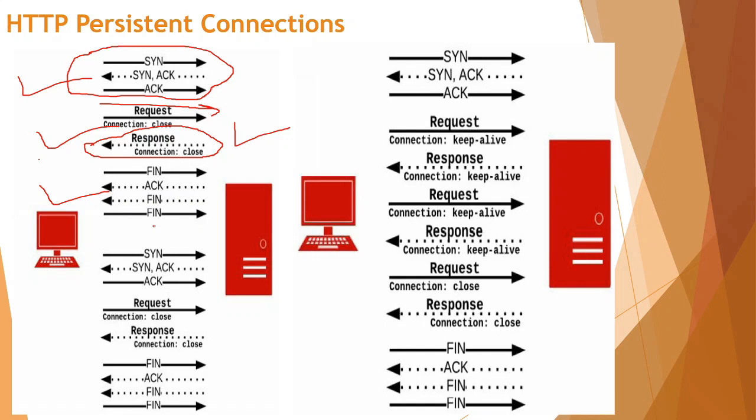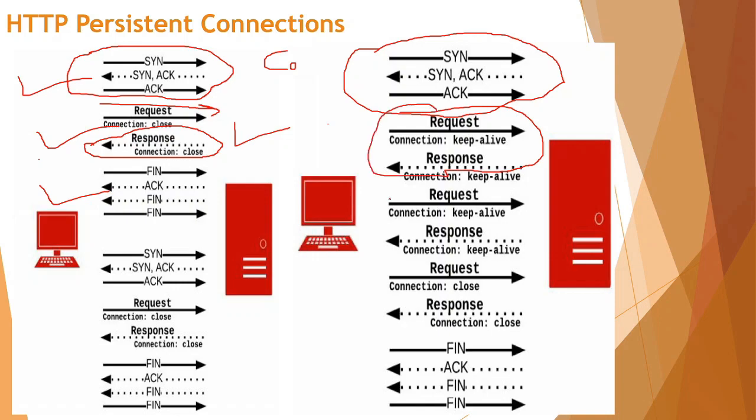In HTTP 1.1, they introduced the connection keep-alive header. With the help of this header, the client and server don't need to initiate the TCP three-way handshake again and again after the request and response. So the client and server can reuse a single TCP session.